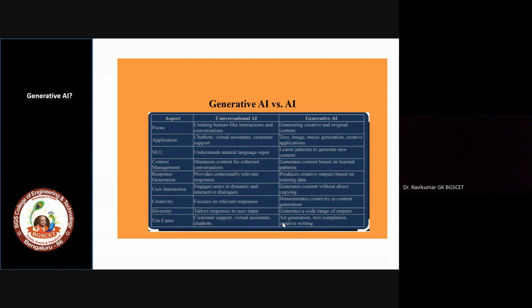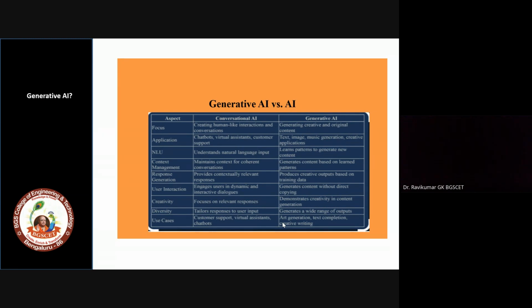Applications: chatbots, virtual assistants, customer support. Whereas generative AI will help you create text, images, music generation, and creative applications. So NLU, natural language understanding. Generative AI will learn the pattern to generate new content. It will not just generate in whatever language you choose. It will understand the pattern and generate the pattern with a new language, with new content.